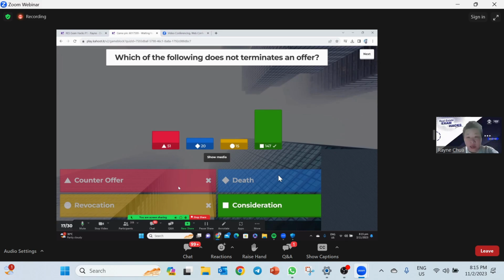When there is a counter offer, the old offer is no longer valid. So definitely it terminates the offer when there is a new counter offer. Same thing, when somebody gives you an offer and then subsequently passes away, then it also cannot continue, so it is no longer valid. Revocation is when the person gives the offer and then changes their mind, so the offer is also terminated, because they don't want to continue anymore. So the answer for this is consideration. Consideration is not at the offer stage, it is not at the acceptance stage yet. So the answer for this question is consideration.